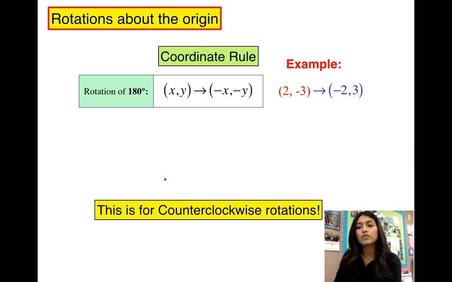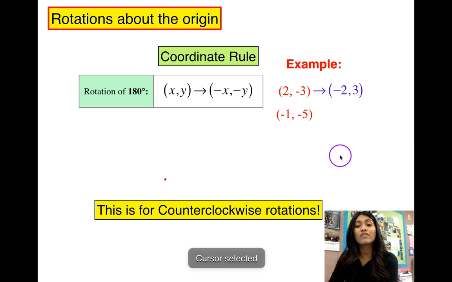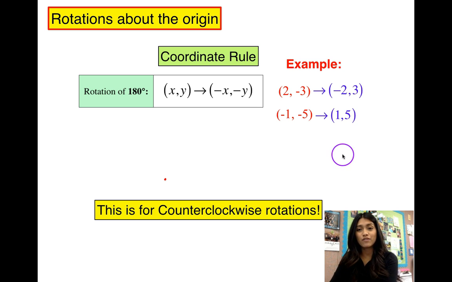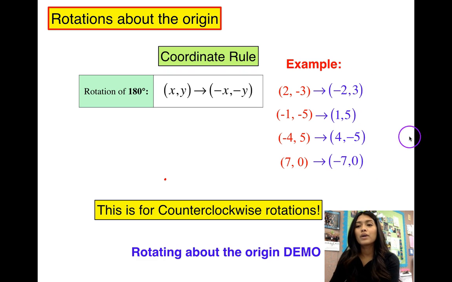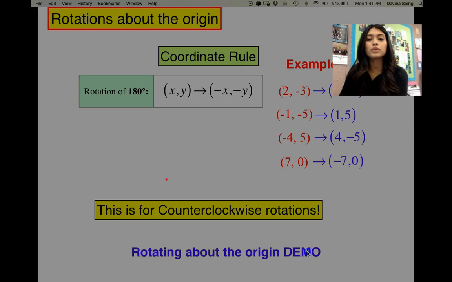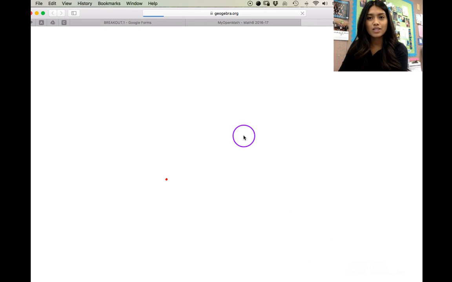Let's just keep moving. -1, -5 became a +1, +5. A -4, +5 becomes a +4, -5. And then last but not least, a 7, 0 is going to become a -7, 0. So notice there's no such thing as a -0, so keep that in mind. You are taking the opposite of each of the x values and the y values to get the new ordered pair.